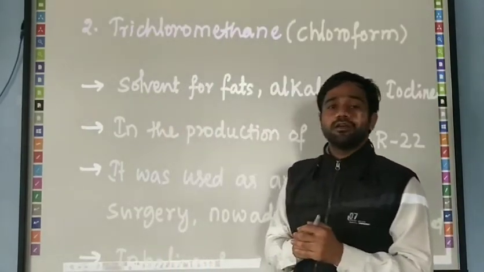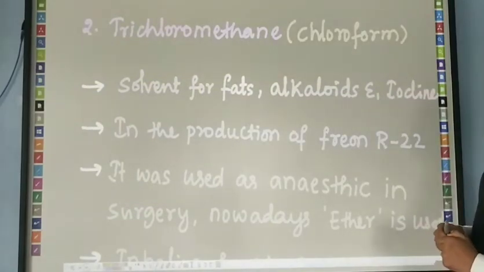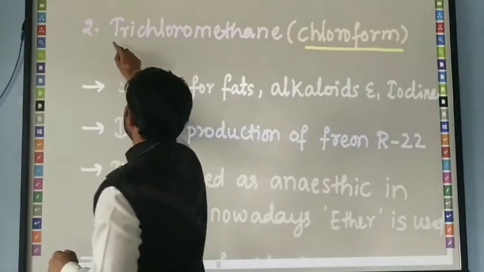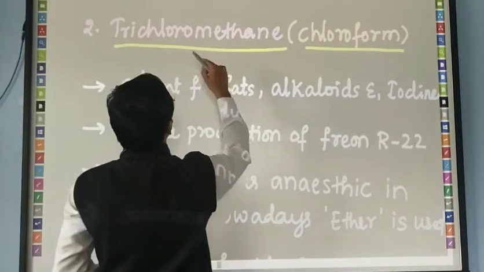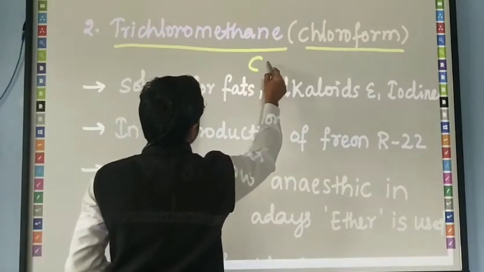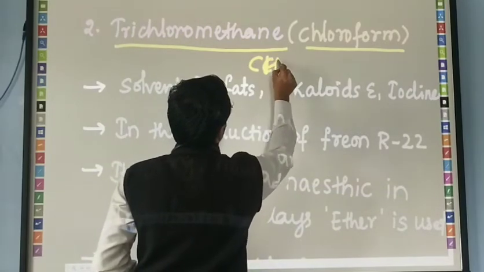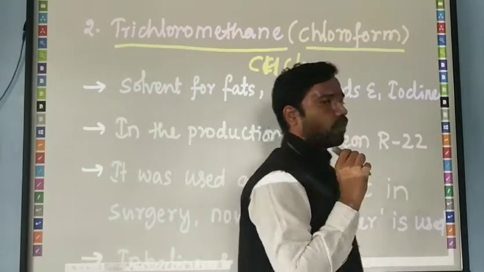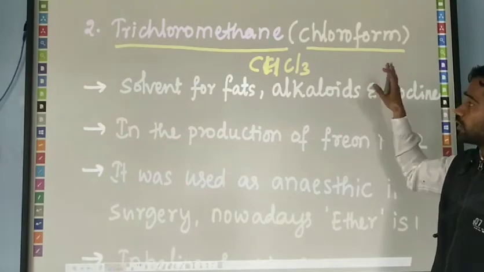The next polyhalogen compound is trichloromethane, which is known as chloroform. You have already heard the name. The formula for trichloromethane, or chloroform, is CHCl3. Try to remember this. What is the formula for trichloromethane or chloroform?